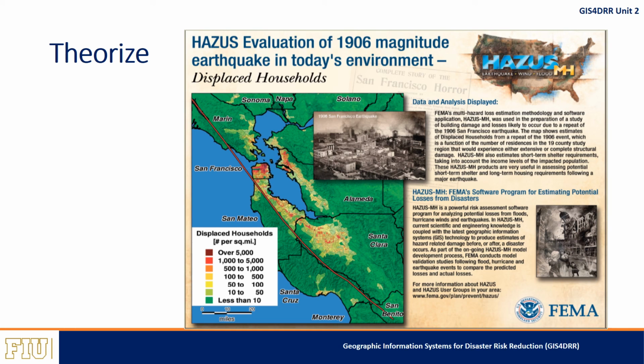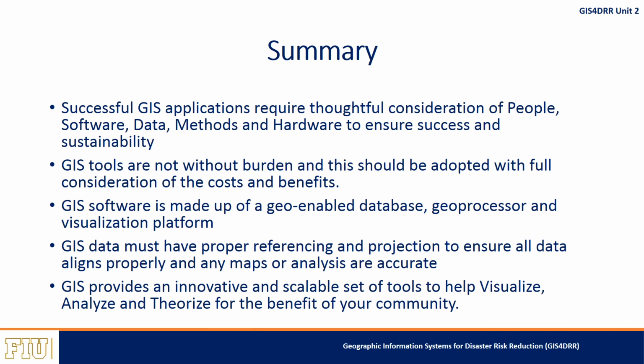This graphic shows the ability of GIS to theorize. In this case, what if the great 1906 earthquake in San Francisco happened on today's city? This model contains a hazard modeling tool, community asset database, building code information, and additional models to estimate secondary and economic impacts. Click on the graphic to see a slightly dated but informative video on the hazards model.